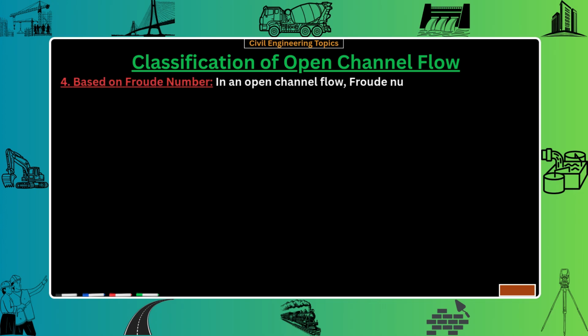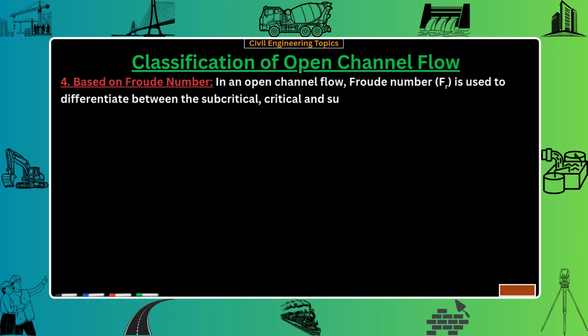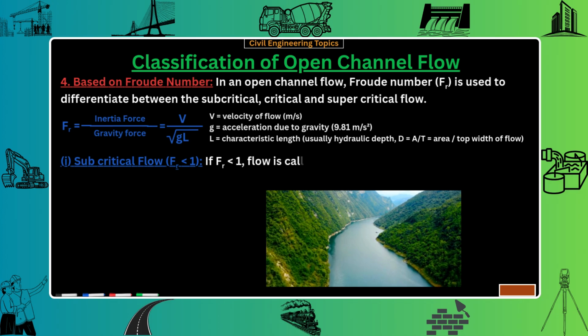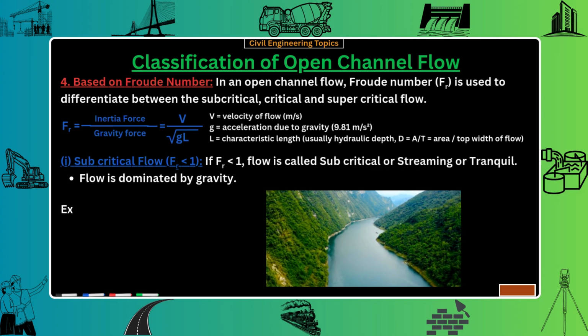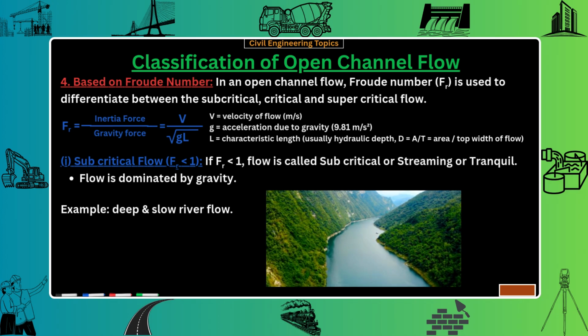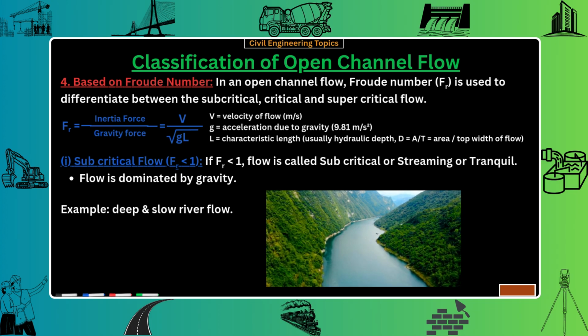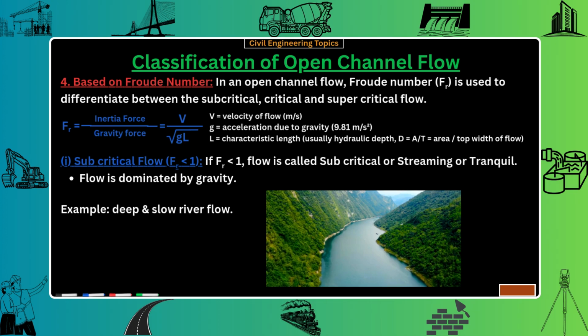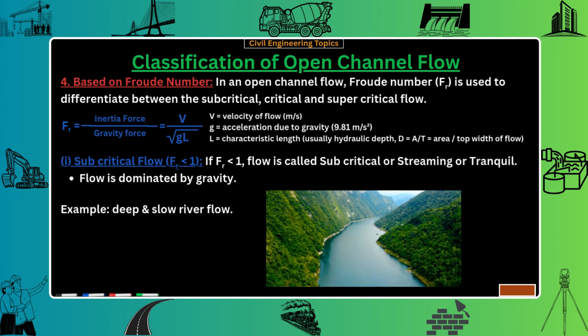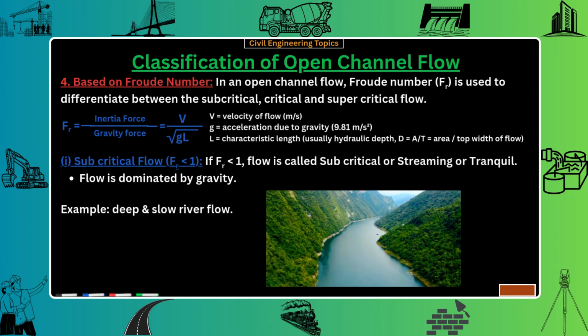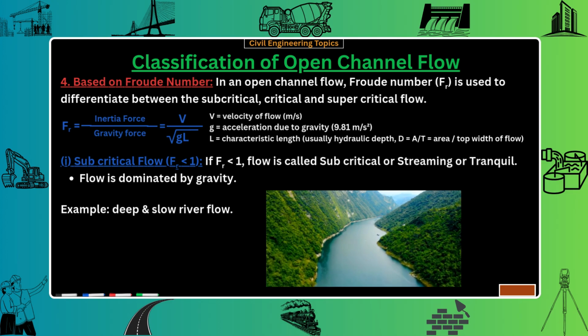Next criteria is based on Froude number. Using Froude number, flows are classified as subcritical, critical, and supercritical. What is Froude number? The ratio of inertia force to gravity force is called the Froude number. If the Froude number is less than 1, the flow is called subcritical or streaming or tranquil. Flow is dominated by gravity. Example of this flow is deep and slow river flow.